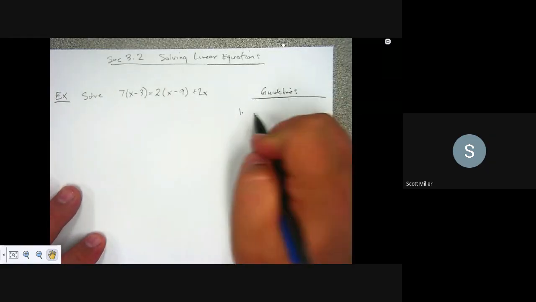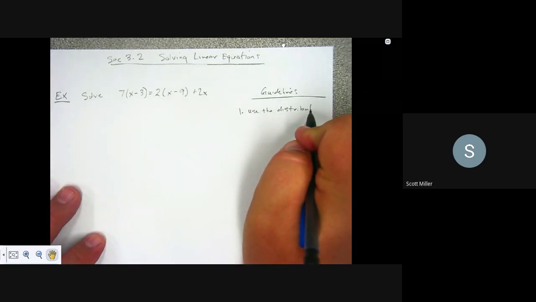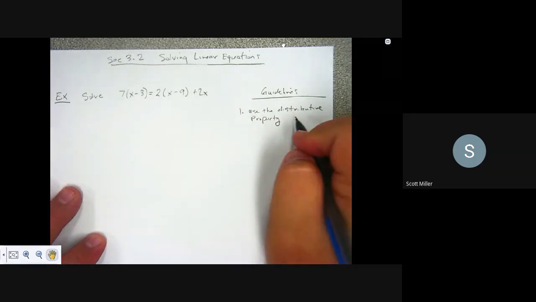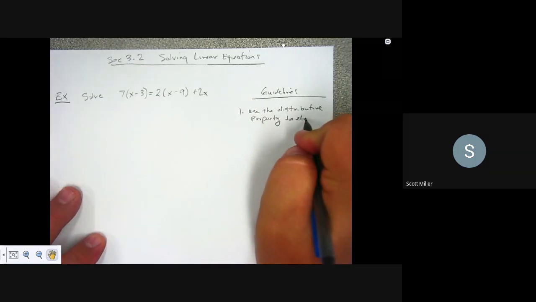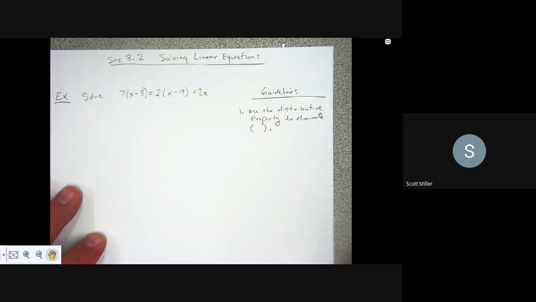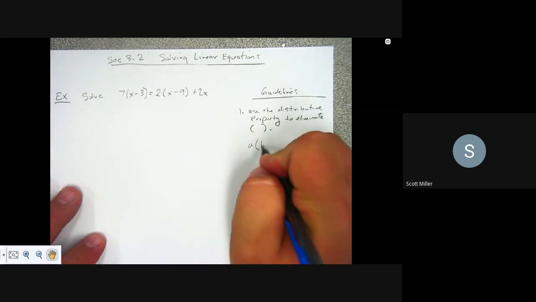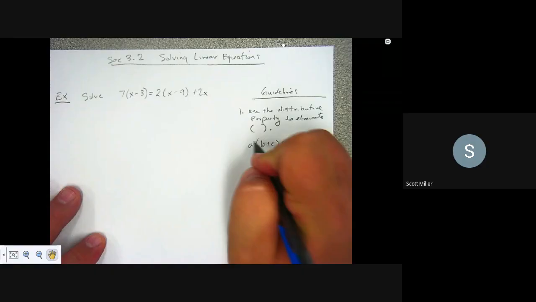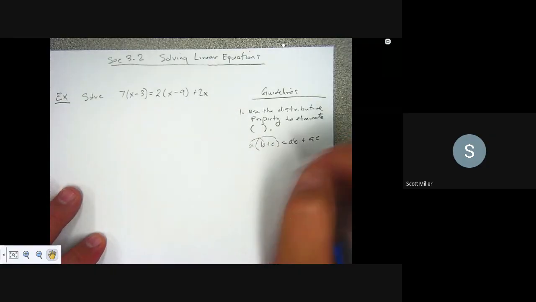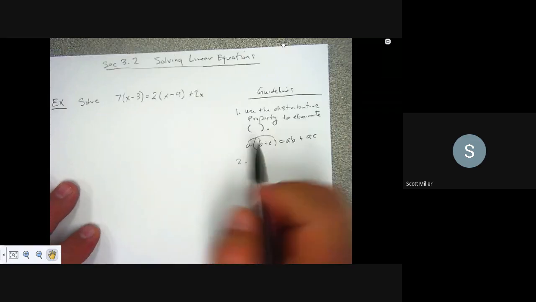So the first thing you want to do is use the distributive property to eliminate your grouping symbols, the parentheses. Remember, the distributive property basically says a times (b plus c), and you distribute it like so, and you get a times b plus a times c. So the multiplication distributes across addition or subtraction. So that's what we're going to do first.